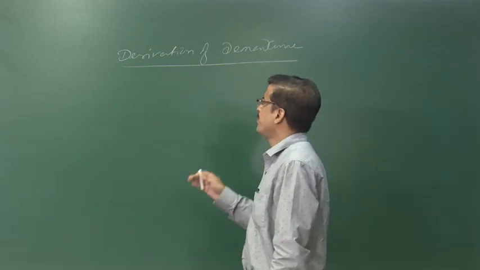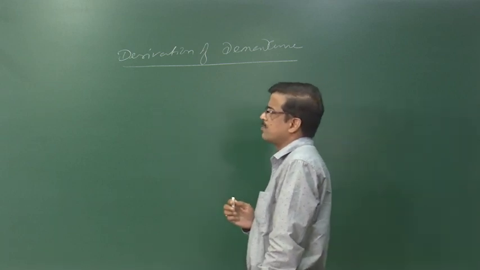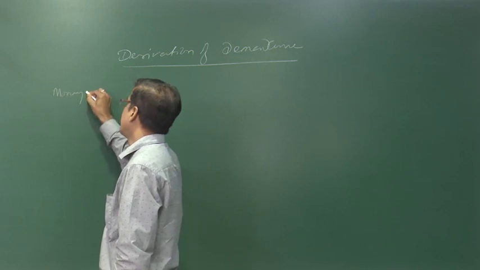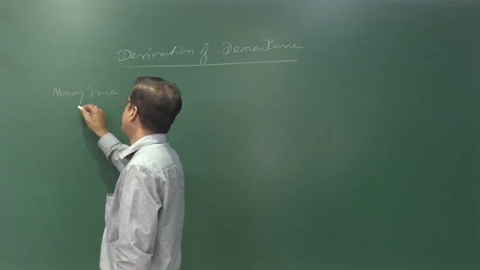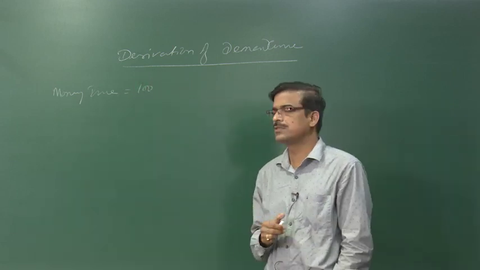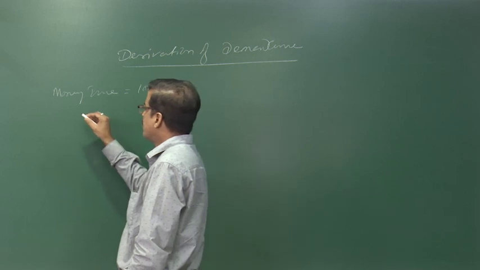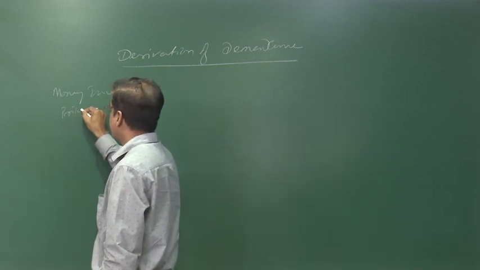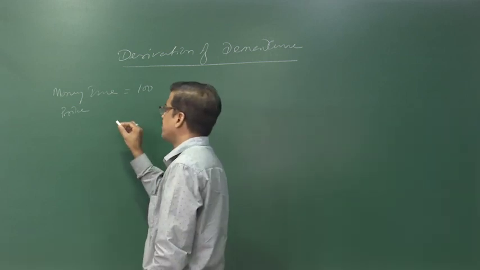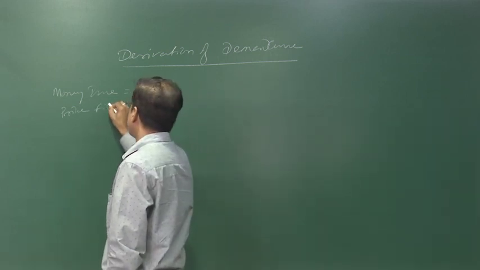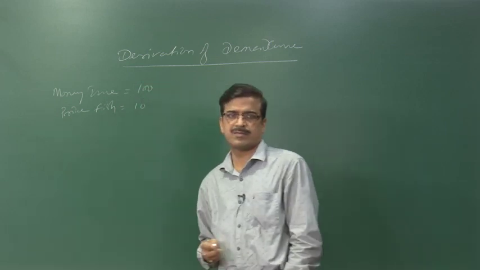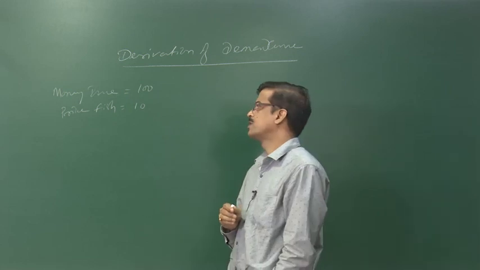Now, before we proceed, let us assume the consumer's money income is given to you, let us say it is 100 rupees, and let us say we have to take into account the price of a particular product. Let us say the price of fish is taken as 10 rupees per unit. That is the simple thing we take into account.